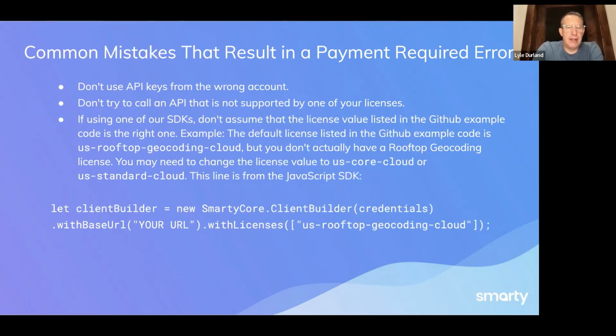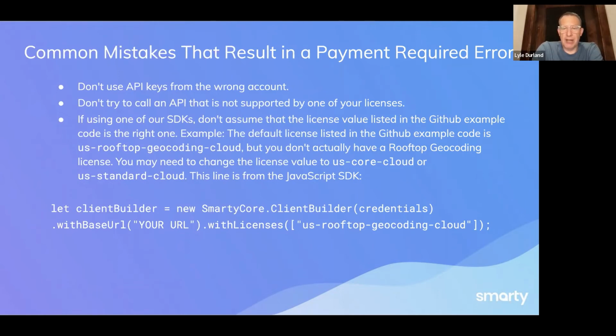All right, next up, if using one of our SDKs, don't assume that the license value listed in the GitHub example code is the right one. For example, the default license listed in the GitHub example code might be US Rooftop Geocoding Cloud, but what if you don't actually have a rooftop geocoding license? You may need to change the license value in your code to US Core Cloud or US Standard Cloud, for example.